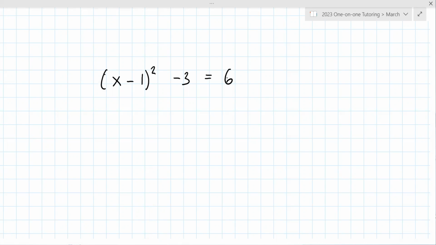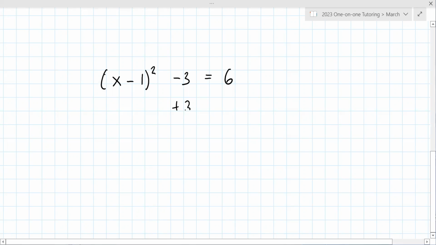All right. So this is parentheses x minus 1 squared minus 3 equals 6. Why don't you just talk me through this one? What would you do first to solve? I would think you add 3. Yes, you add 3 to both sides. Very good. So it's x minus 1 squared equals 9.